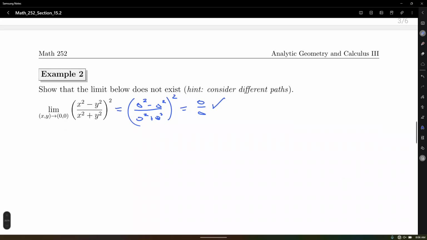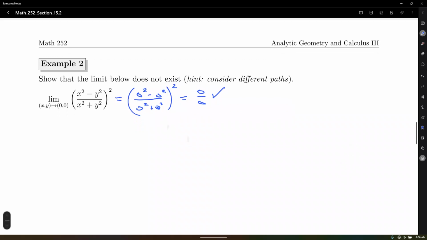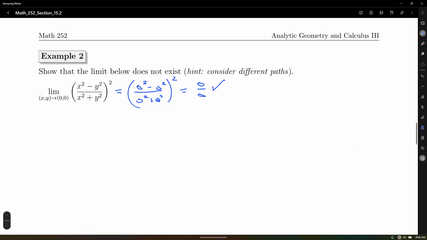So what are we going to do? In this case, they're not asking us to compute the limit. In fact, they're telling us that the limit does not exist. They're asking us to show that. How are we going to show that? They're asking us to consider two different paths. Actually, I'm going to do three, not two. It doesn't say how many. I'm going to do three.